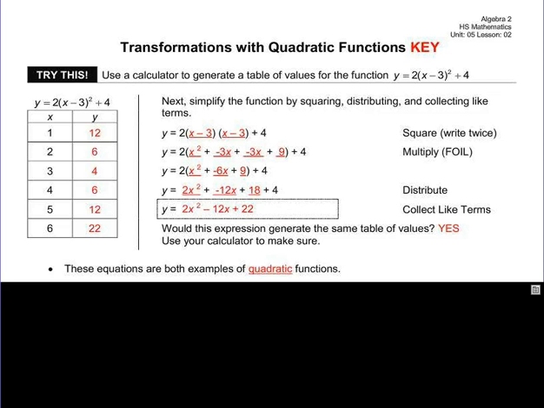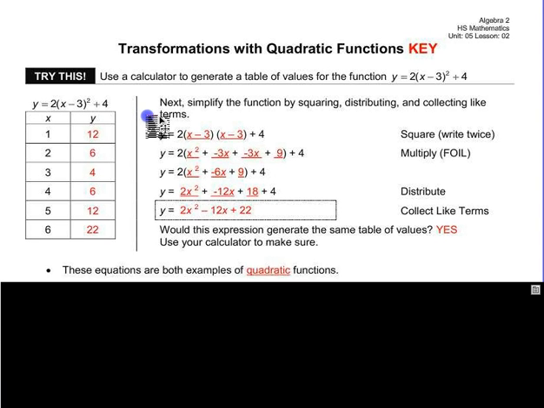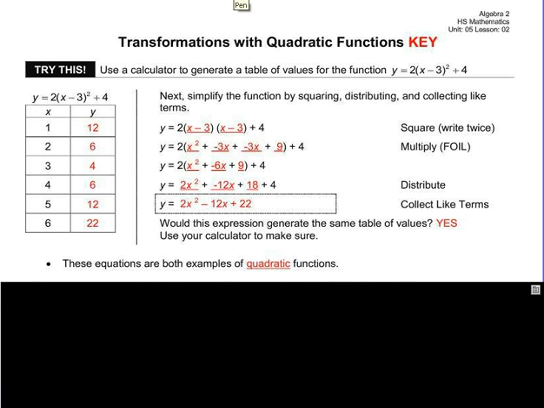All right, on this, we're just going to go through the transformation notation just a little bit more, talk about it a little bit more in depth. This equation here, the 2 times x minus 3, quantity squared plus 4. What they're doing here is they're transforming this into standard form, which is right here that we talked about.